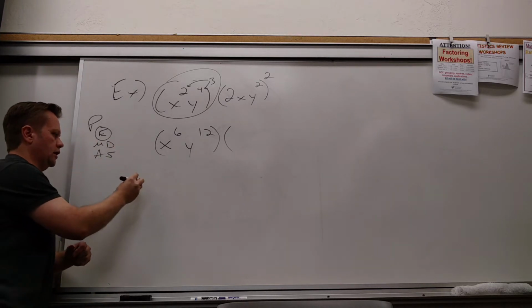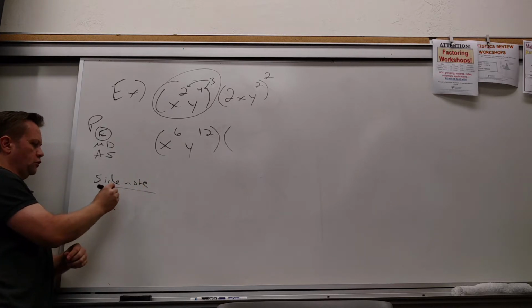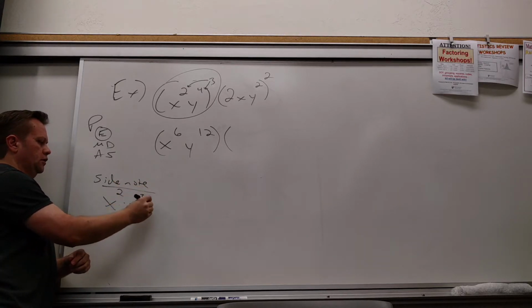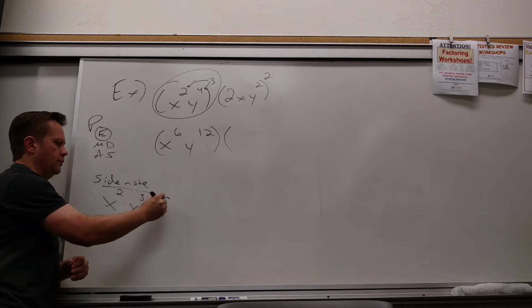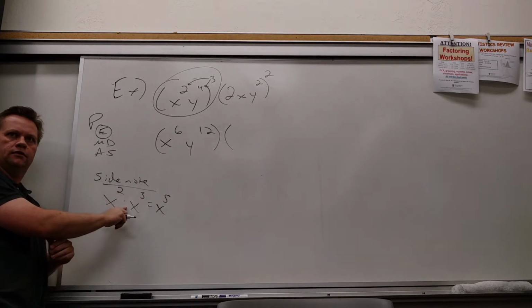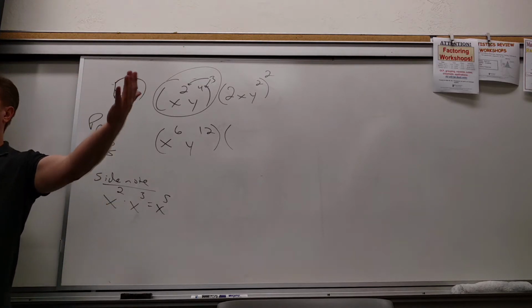So the difference is, little side note. When I do x squared times x cubed, that is x to the 5th. You add powers when you multiply like bases, because you're making a chain. You've got 2 in a row, 3 in a row, so you've got 5 total in a row.